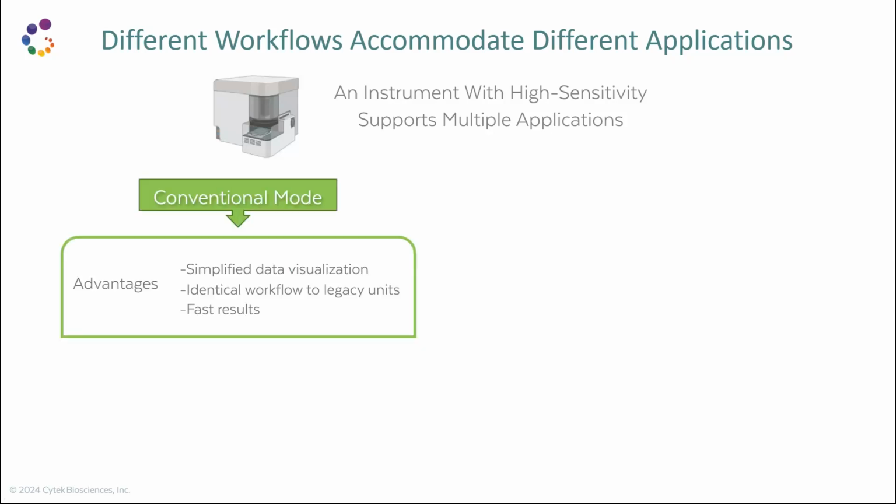So if now you open your software, the newest version 3.3, you will see two modes. A conventional mode with advantages like a simplified data visualization. You will not be seeing the full emission profile, the signatures. You will not be seeing the histograms for every single fluorescence detector in your unit. You will not be seeing the gains for every detector as well, just the detector that you need.